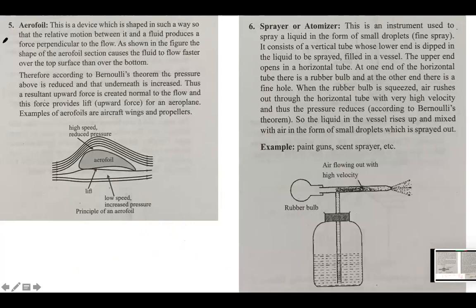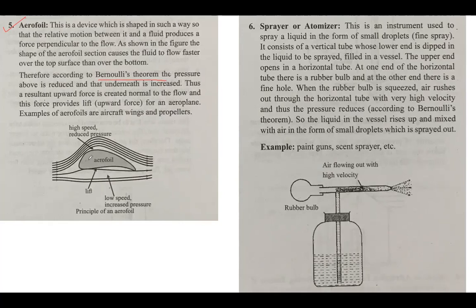Now aerofoil, this is a device which is shaped in such a way that the relative motion between it and fluid produces a force perpendicular to the flow. As shown in the figure, the shape of the aerofoil section causes the fluid to flow faster over the top surface than over the bottom. Therefore, according to Bernoulli's theorem, the pressure above is reduced and that underneath is increased. Thus, a resultant upward force is created normal to the flow and the force provides lift for an aeroplane.